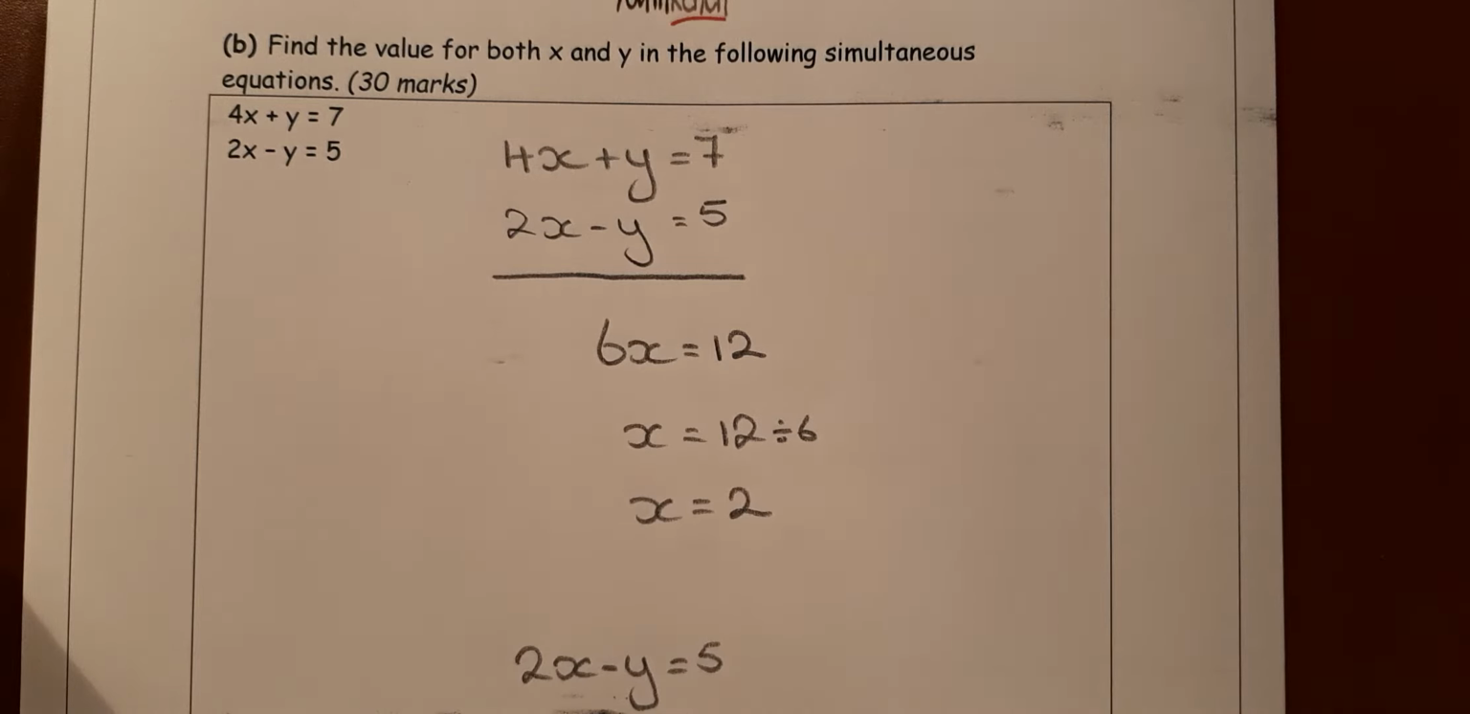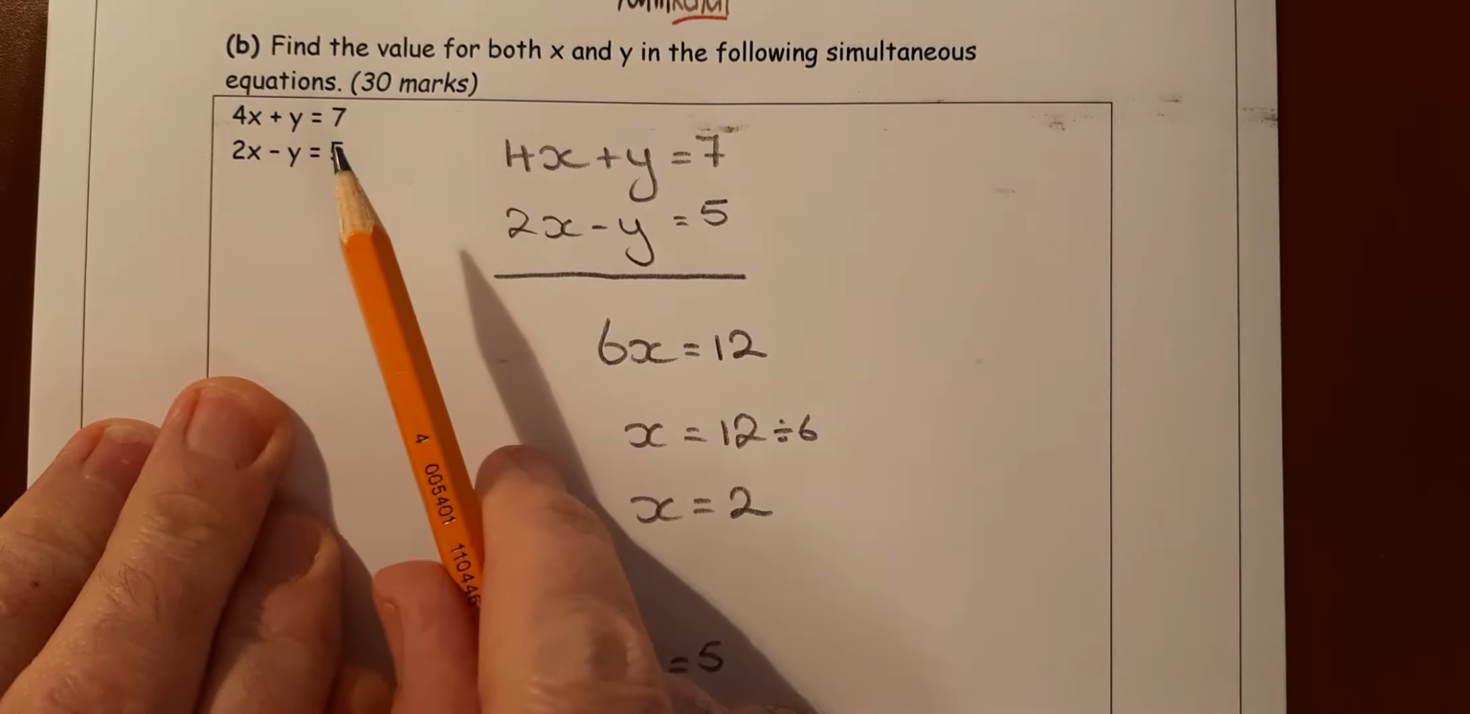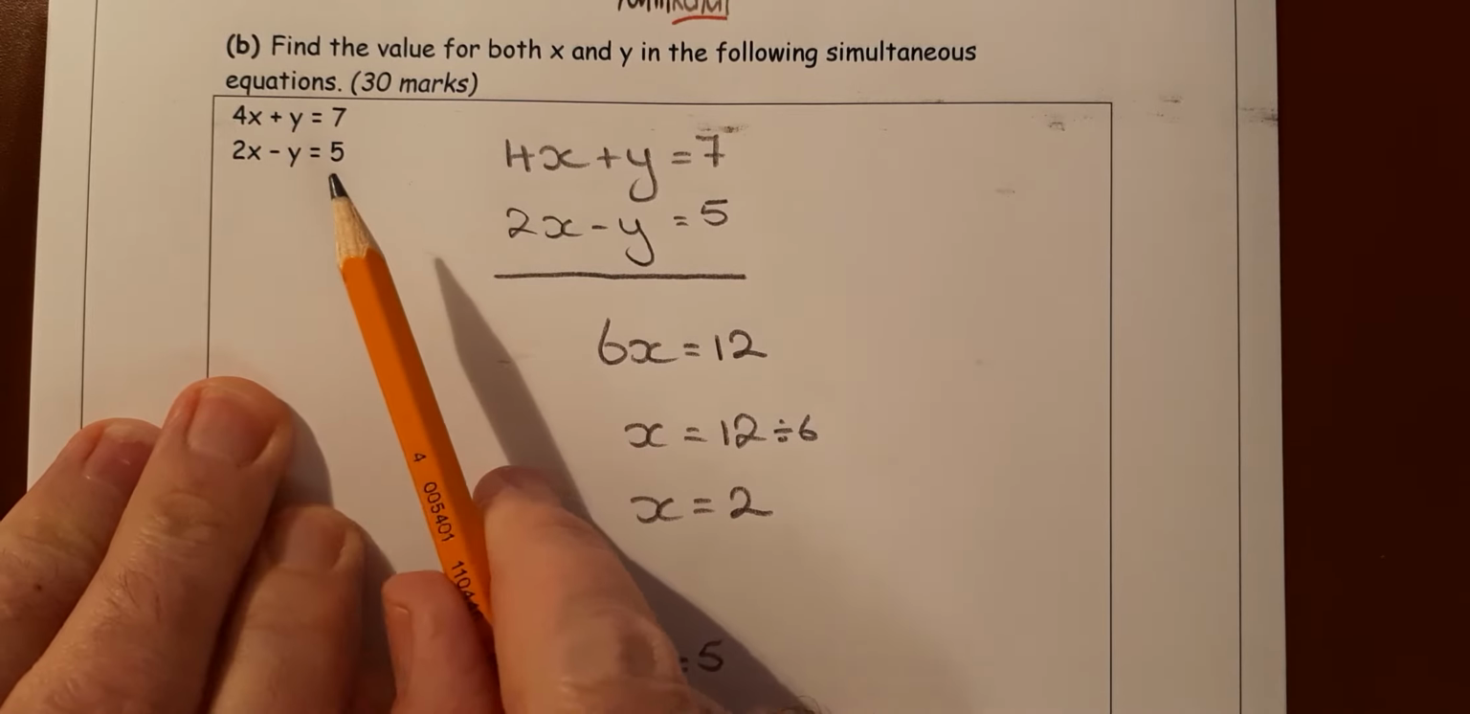Mock exam, section B, question 3, part B. Find the value for both x and y in the following simultaneous equations. So the first simultaneous equation we're given is 4x plus y equals 7, 2x minus y equals 5.